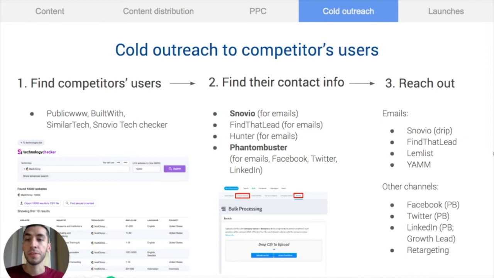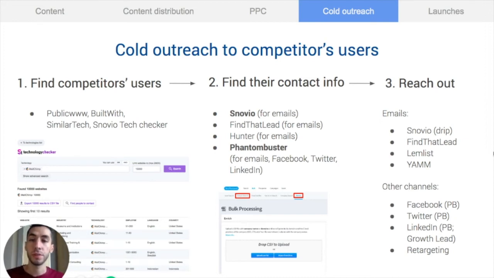Also, if your product is not installable on one's website, you can use other platforms like BuiltWith, SimilarTech, or Snov.io, TechTracker, where you simply type in the technology of your competitors' solution, and then you get the output of all of the sites. Or, for example, they also give out the already contact info of those decision makers at the sites that use your competitors' products.